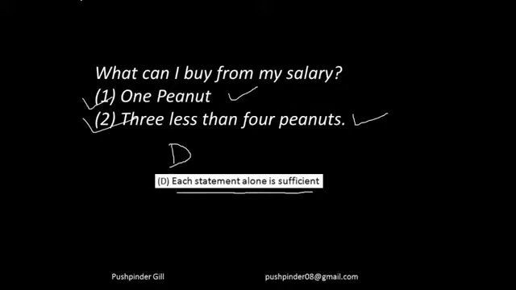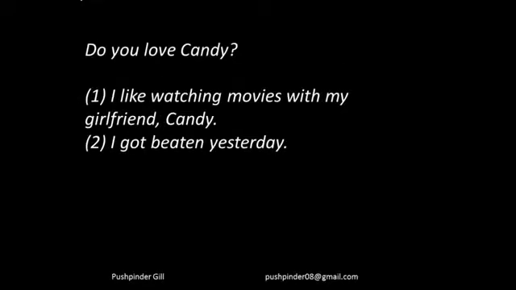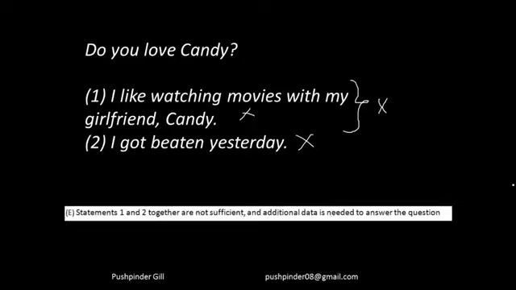Okay, so let's move forward. Let's see this. Now he's asking in the question, do you love candy? First of all, the first statement is not giving me the answer. It's telling about how I like watching movies with my girlfriend Candy. That doesn't mean that he loves Candy or not. Second, I got beaten yesterday. Okay, it doesn't give me the answer. Even if I combine both, it doesn't give me the answer. So if the first statement doesn't give you the answer, the second does not give you the answer, and combining both does not give you the answer, your answer option would be E.